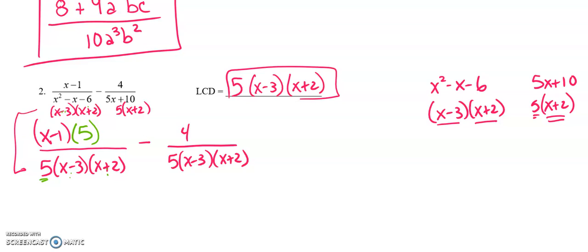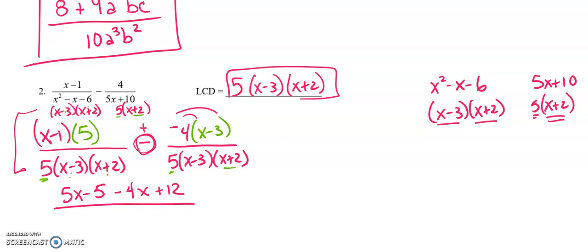On the second fraction, I had a 4 originally, and then I say, what's missing? Well, I have the 5. I have the x plus 2, so I'm missing the x minus 3. Then we just clean it up. Distribute, that gives me 5x minus 5. Now be careful with this negative here. Think of it as plus negative 4. Distribute that negative 4 through. That'll be negative 4x plus 12, and that's all over the same denominator.